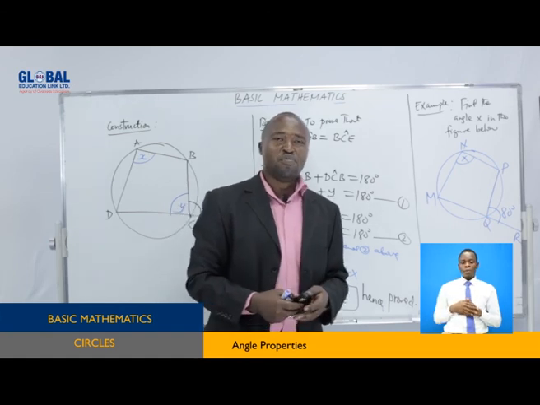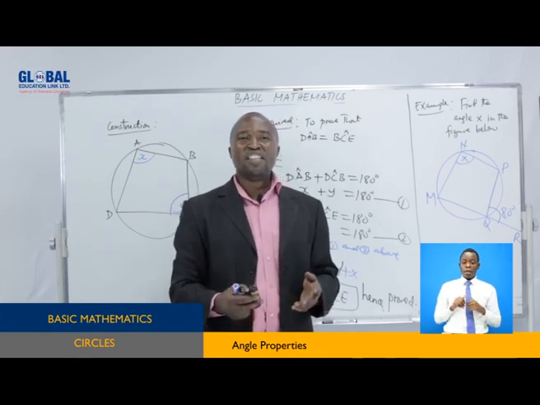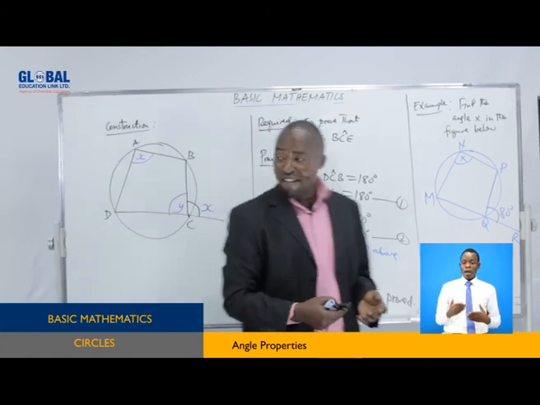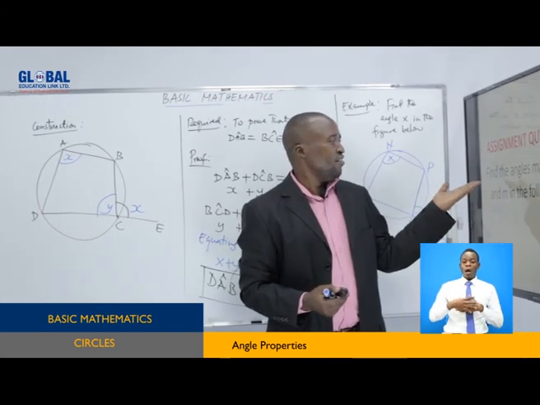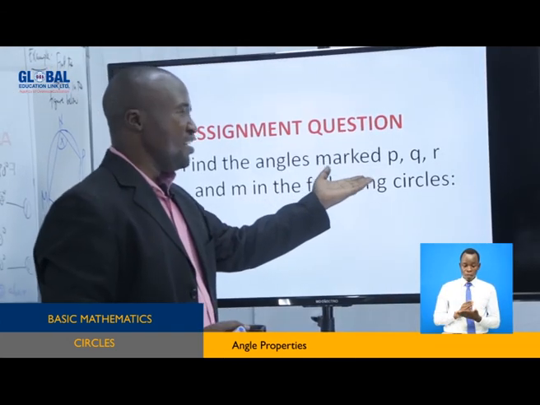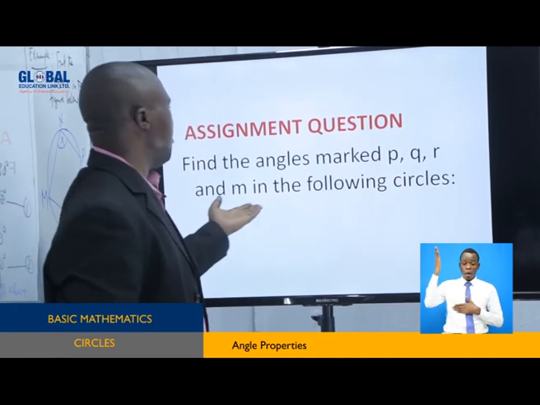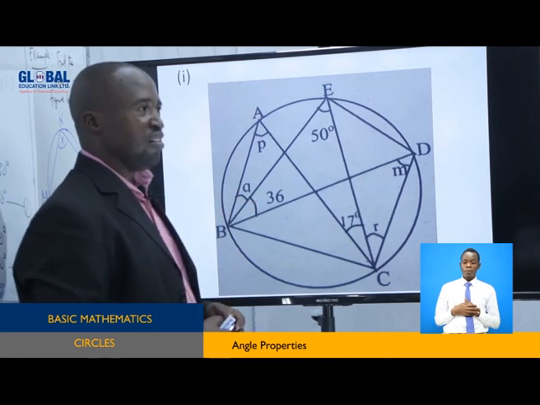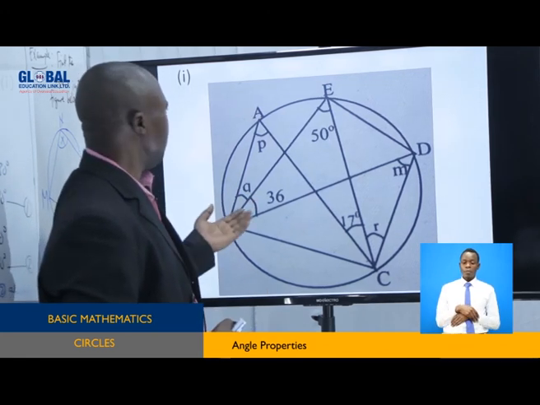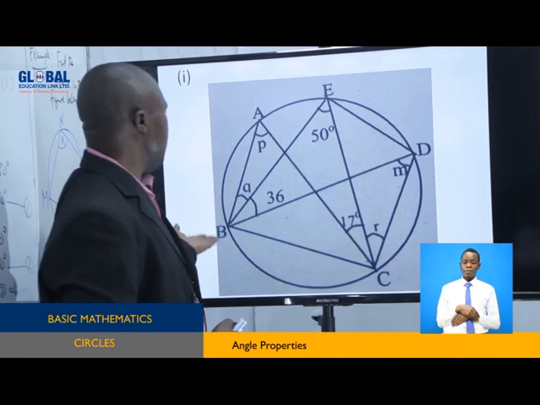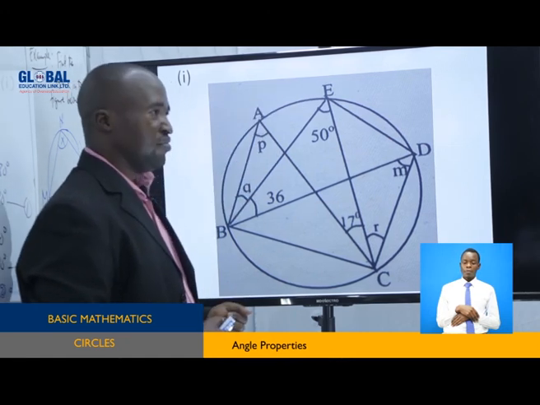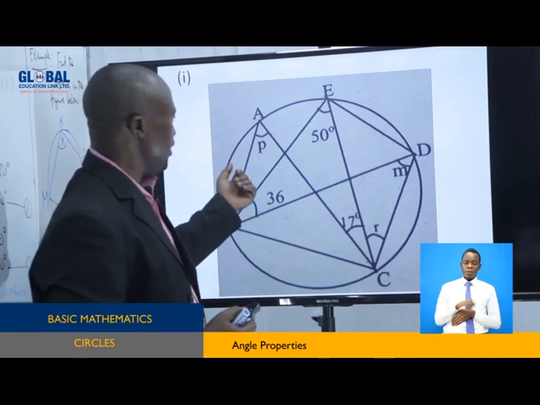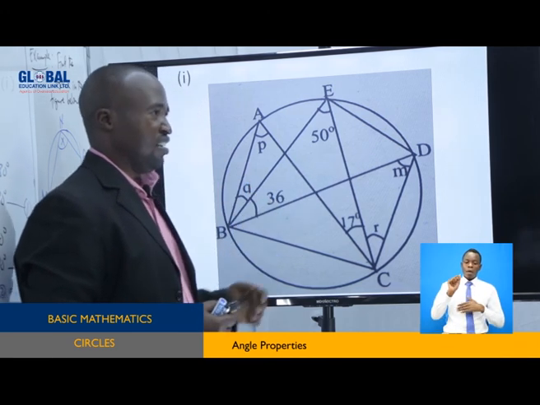So again, students, it is my hope that we are together enjoying this lesson. Now here there is an assignment for you. Find the angles marked P, Q, R, and M in the following circles. Of course, that is our circle. That is a circle B, A, E, D. You are supposed to find angles A, P, M, and R.